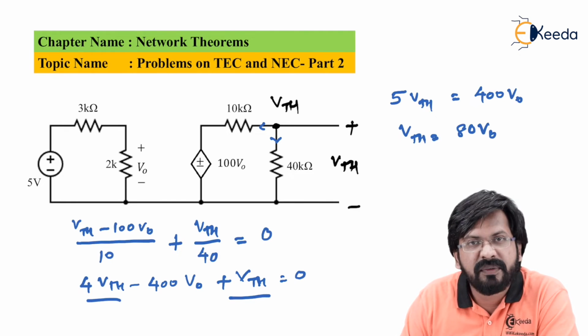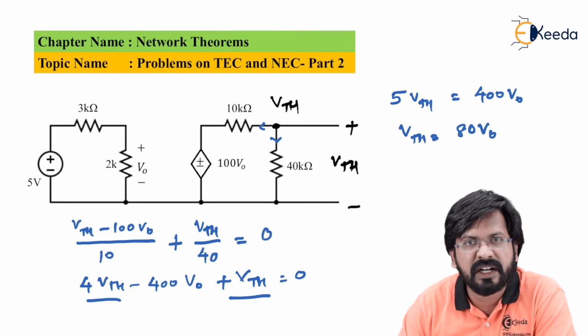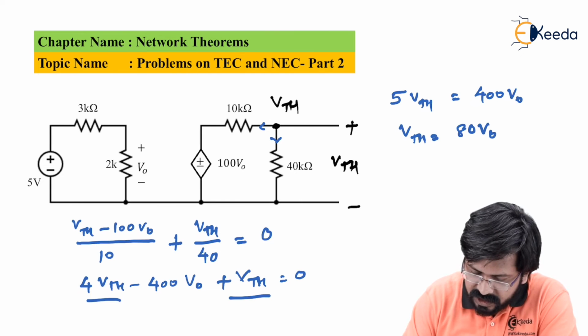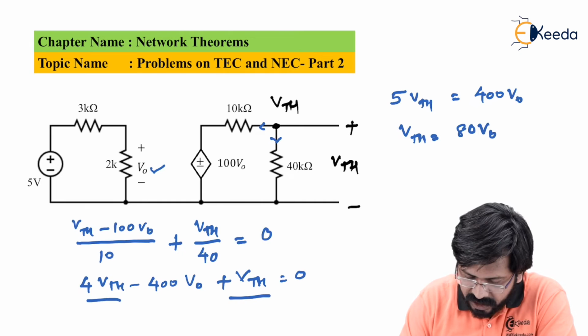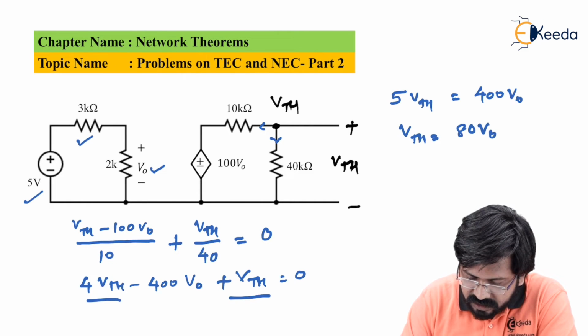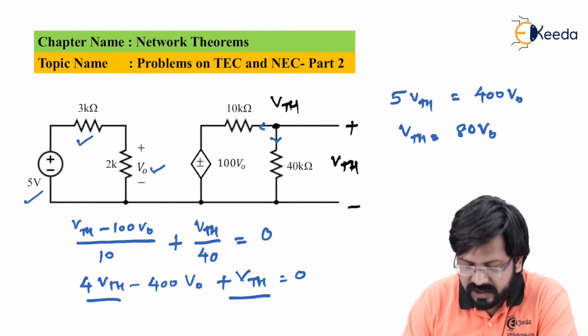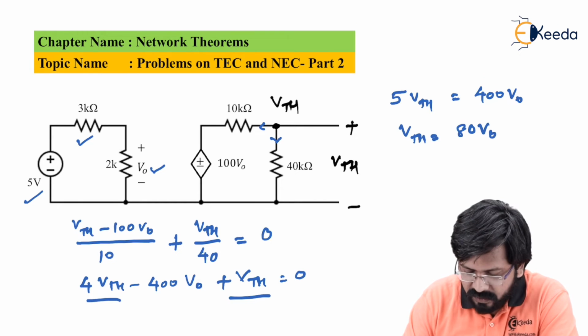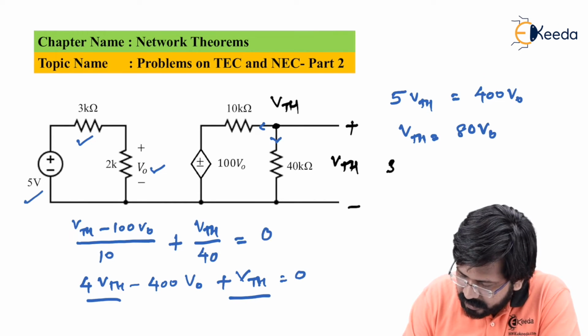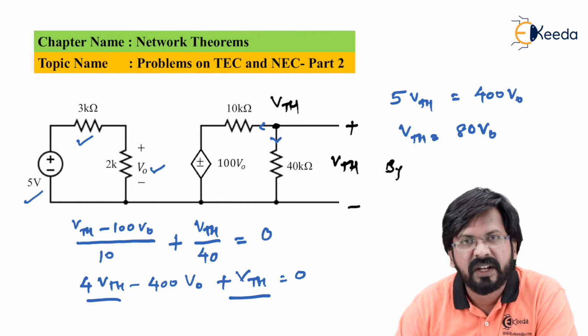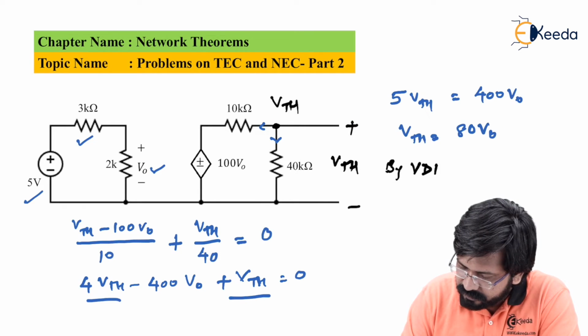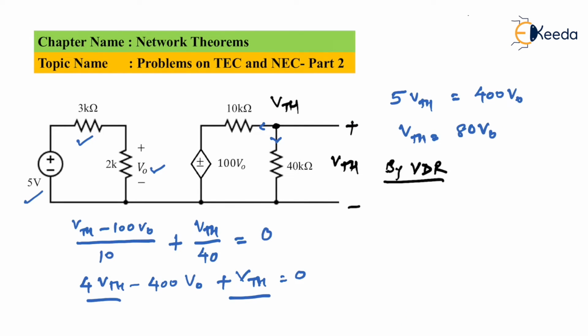So from where can I get V0? For that, you have to search in the circuit where V0 is present. As you can see, V0 is present over here, which is across 2K. As you can see, 5 volt is the supply, and 3K and 2K are connected in series. So by the voltage division rule, we can find this V0 easily. So by voltage division rule, V0 can be found out.